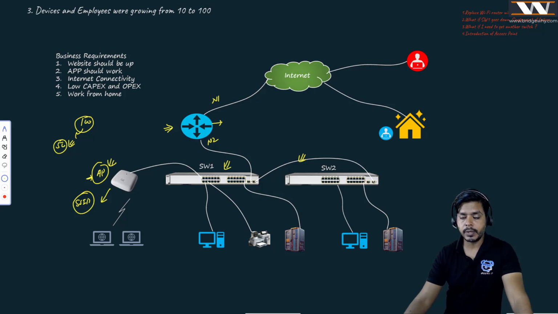Previously, we were connecting directly to the router itself, which is the Wi-Fi router, which is also at our home. But now, more than 15-20 devices can connect to this access point, right? And the remaining devices can connect to these switches.